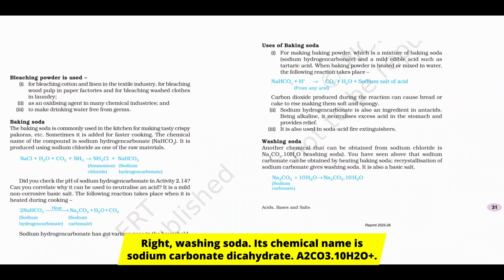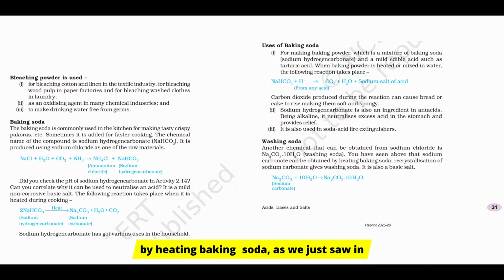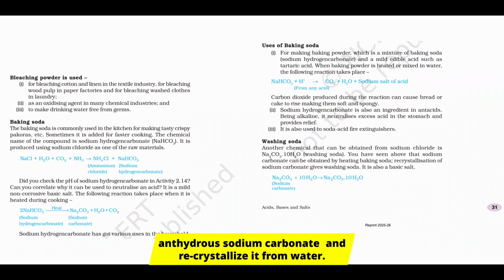Okay, one more. Washing soda. Right, washing soda. Its chemical name is sodium carbonate decahydrate, Na2CO3.10H2O. How do we get it? First, you get sodium carbonate, Na2CO3, often called soda ash, by heating baking soda, as we just saw in the decomposition reaction. Then you take this anhydrous sodium carbonate and recrystallize it from water.